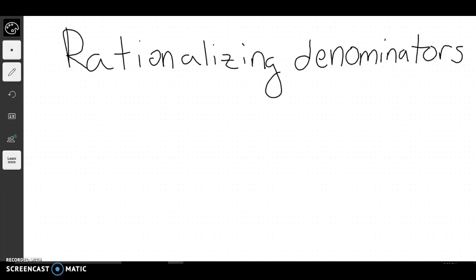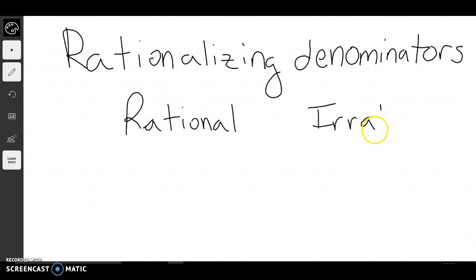Okay, so this video is going to be over rationalizing the denominator. And here's the biggest thing that we need to realize: we need to know the difference between some kind of rational number and some kind of irrational number. Now, a rational number is a number that can be written as a fraction, or a way of thinking of it, it's something that kind of terminates, that kind of is just done.